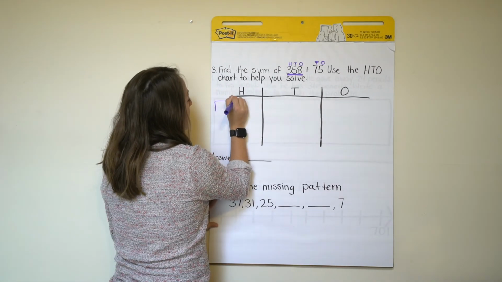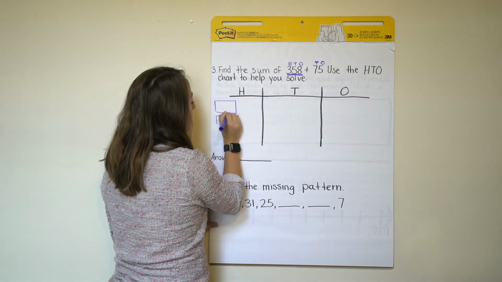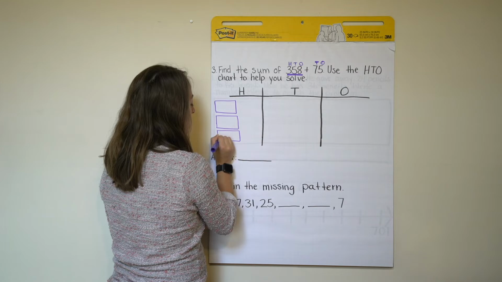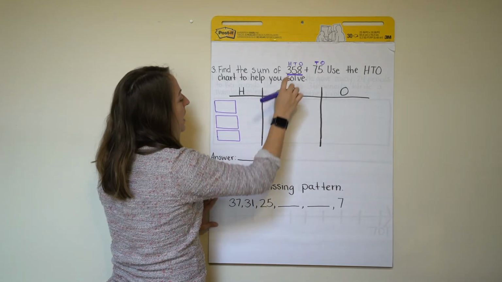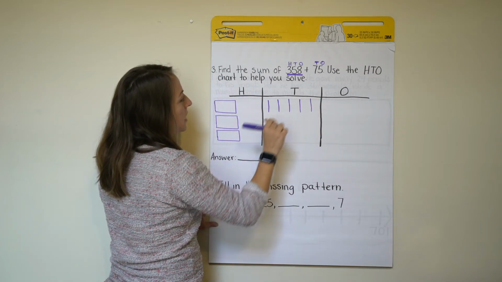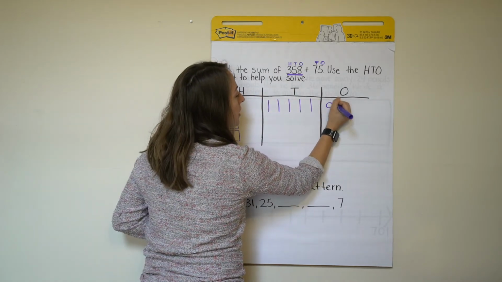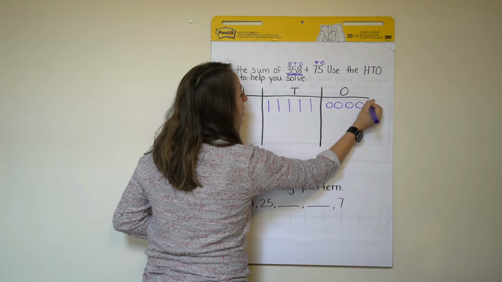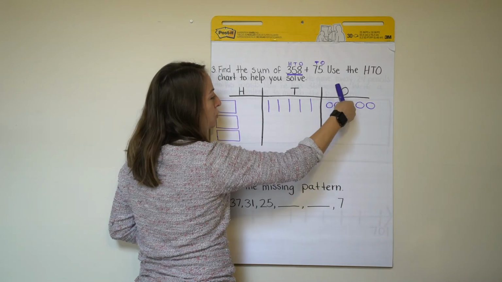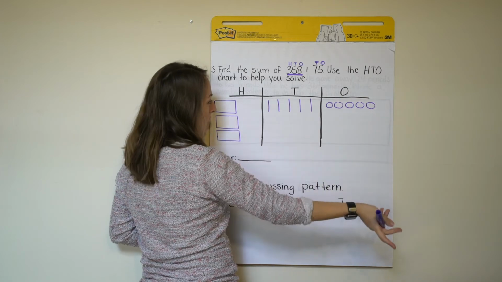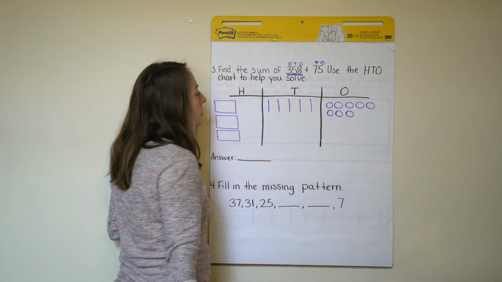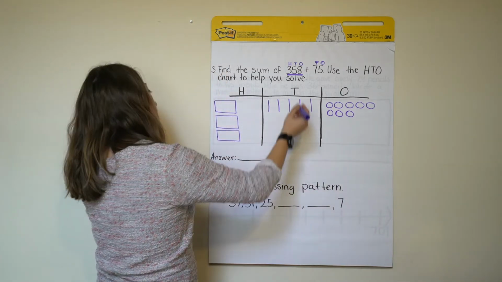All right, so I have 3 hundreds. I have 5 tens, 1, 2, 3, 4, 5, and I have 8 ones. 1, 2, 3, 4, 5. Remember, I like to do it in rows of 5 so that I know if I have 2 rows of 5, I have 10 ones. 6, 7, 8. Okay, so we're done with this number. We can cross that out.